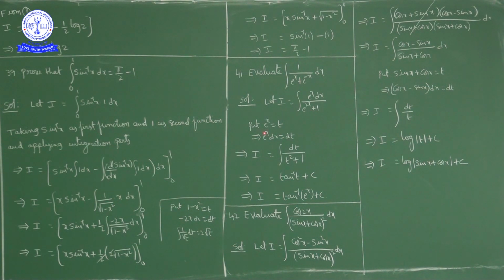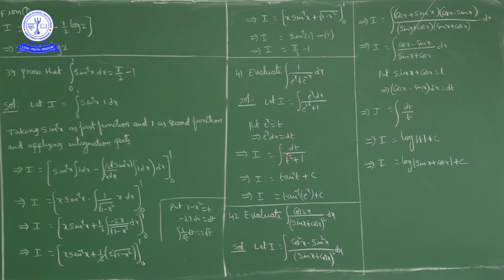Now here I will put e power x equal to t. Now e power x is equal to t, e power x dx is equal to what? dt. So I is equal to integral numerator e power x dx is dt, upon, this is e power 2x, what can we write? E power x whole square, no? So t square plus 1. So I is equal to integral dt upon t square plus 1.